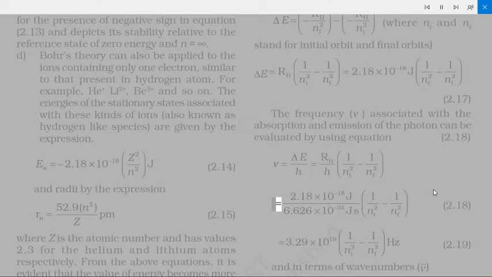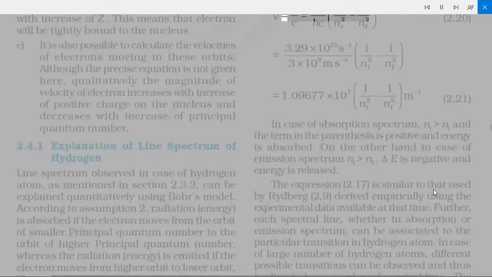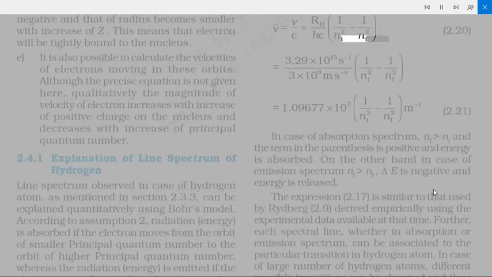nu = (2.18 × 10^-18 J / 6.626 × 10^-34 J s)(1/n_i² - 1/n_f²), which is equal to 3.29 × 10^15 (1/n_i² - 1/n_f²) Hz (2.19). In terms of wave numbers, nu-bar = 3.29 × 10^15 / c (1/n_i² - 1/n_f²) (2.20), which is equal to 1.09677 × 10^7 (1/n_i² - 1/n_f²) m^-1 (2.21).